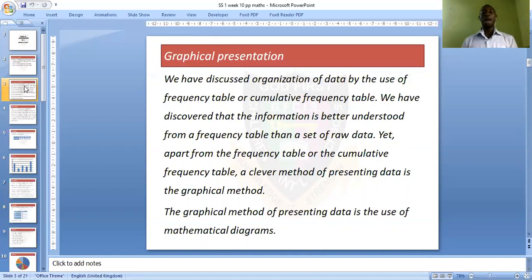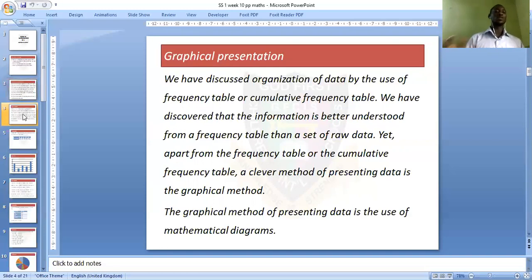Apart from the frequency table, a clever method of presenting data is the graphical method, which we'll be looking at in this topic. We are going to look at bar charts, pie charts, histograms and the cumulative frequency curve, which is the ogive. The graphical method of presenting data makes use of mathematical diagrams. So these are what we'll be considering in this week's topic.